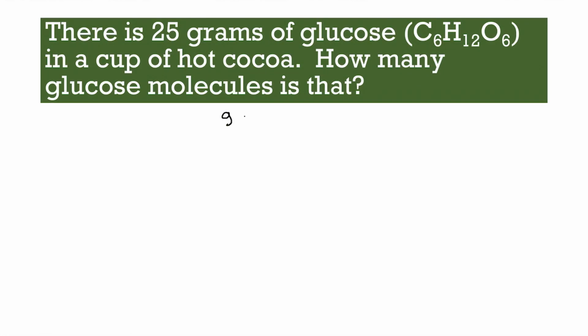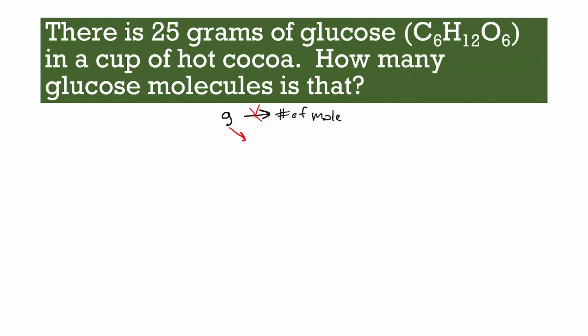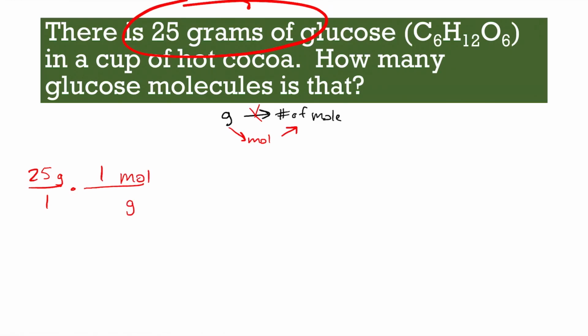So we're talking about grams, and we want to go to number of molecules. Now, we can't do that directly. That doesn't work. What we have to do, we have to go from grams to moles, and then from moles to number of particles. Again, adding that extra step. So what we do know is that 25 grams, that is our starting point. And we want to go from grams to moles first. In 1 mole, and then in this green box is the molar mass of C6H12O6. Now again, because I am mean, I did not give that to you.